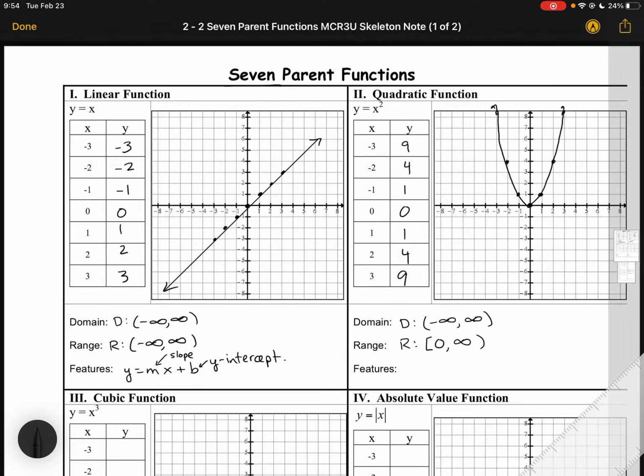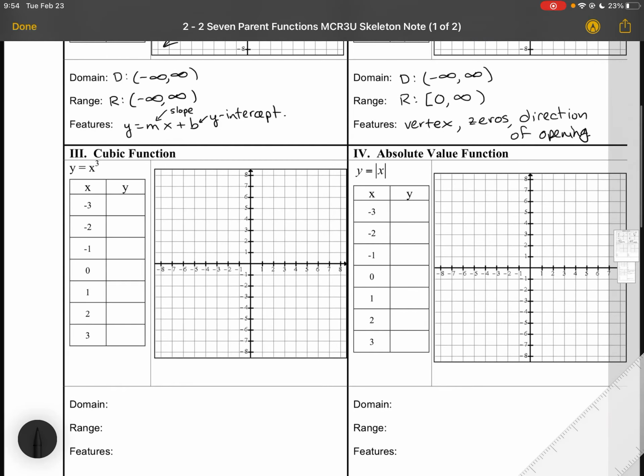When you're plotting a parabola, the key features that you want to look for are the vertex, the zeros, and your direction of opening. That is what's going to allow you to distinguish your particular parabola from any other. Okay, moving on next to a cubic function. And here we're going to start off with our table of values.